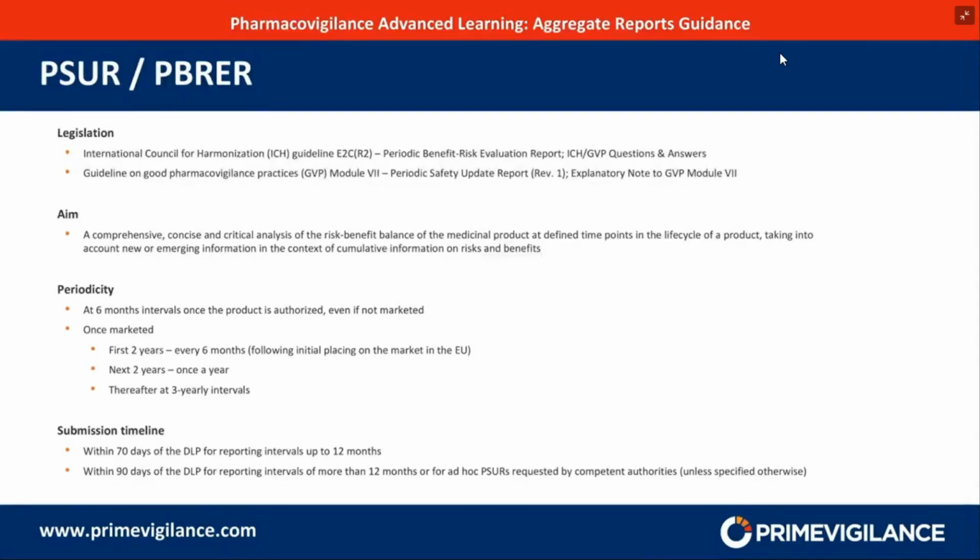For generics, well-established use, homeopathic and traditional herbal medicinal products, PSURs are not submitted routinely, but only in cases where there is a condition in the marketing authorization, or when requested by a competent authority, or due to the lack of PSURs for an active substance after its authorization.